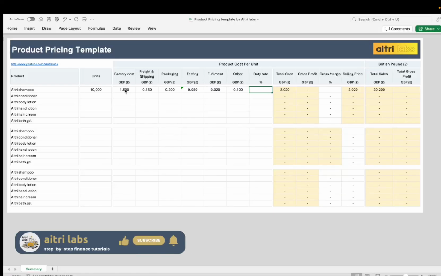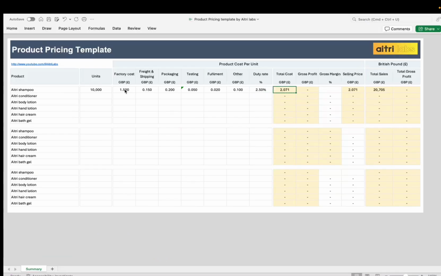Lastly, depending on where your products are coming from, it may incur some import duty. In this case, there's a duty rate charge of 2.5%. And then now, in the next column, I have my total cost, which is the addition of all the costs previously plugged in, plus the 2.5% duty rate on top of it. And that's my total cost.